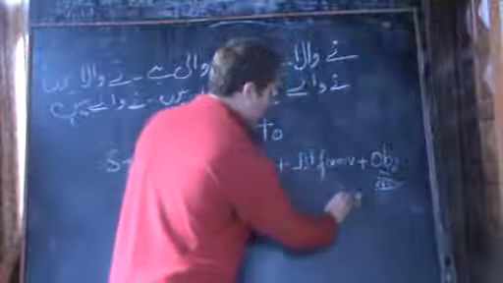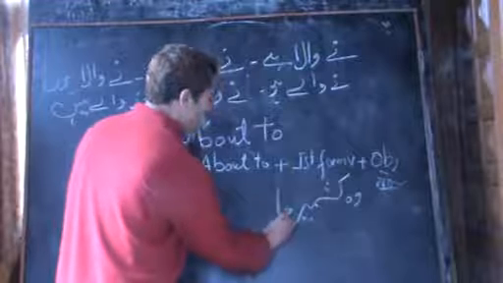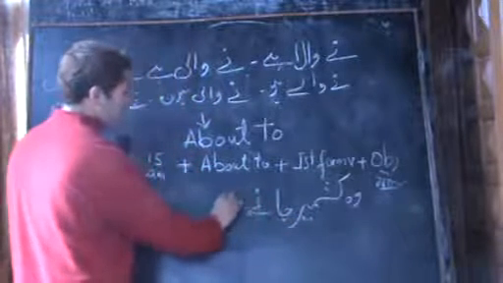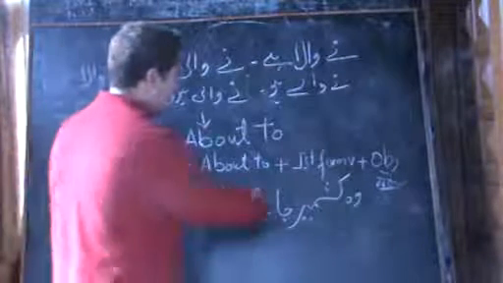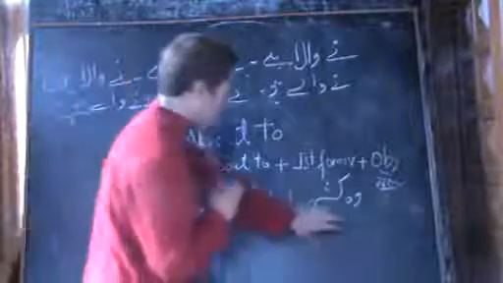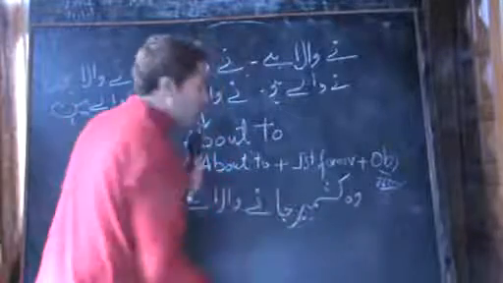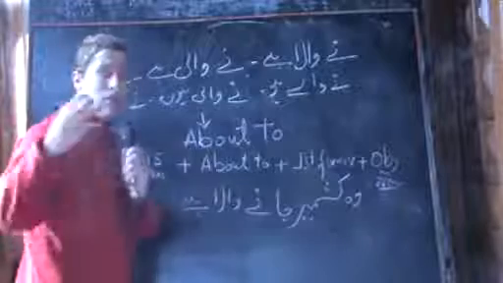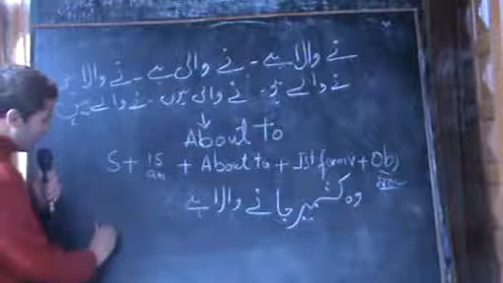But I write here the example: wo Kashmir jaane wala hai. See here, the verb took ne and wala. Ne wala hai. So this is the sign you have to translate into English. So at the first place, you always translate the subject. The subject is masculine singular third person, that is he. So I write here he.